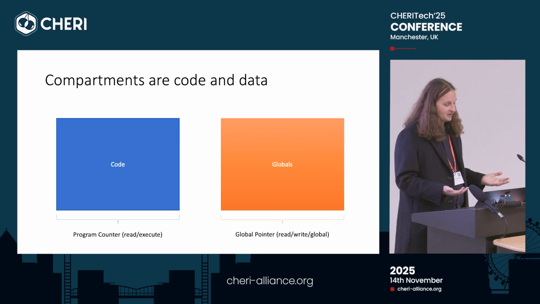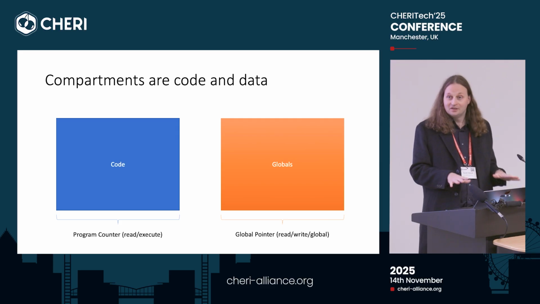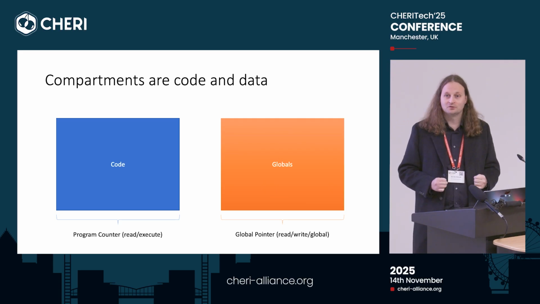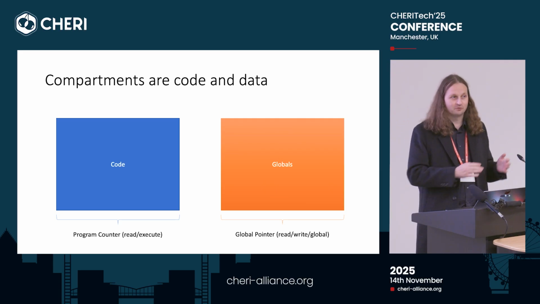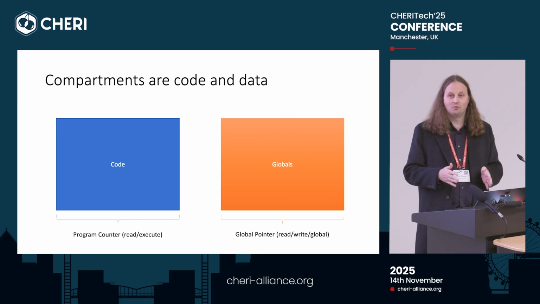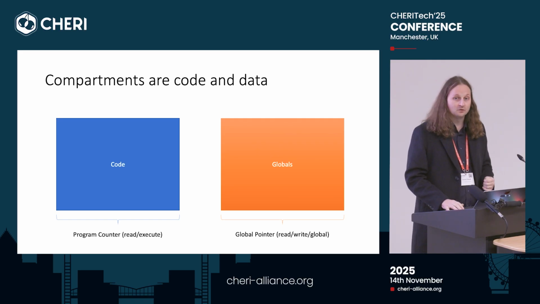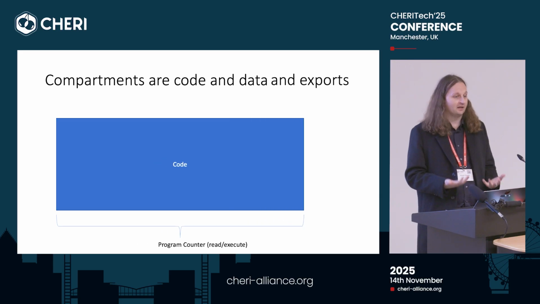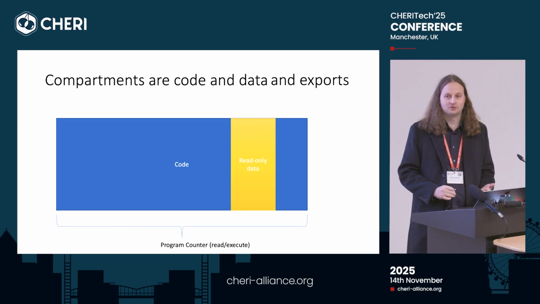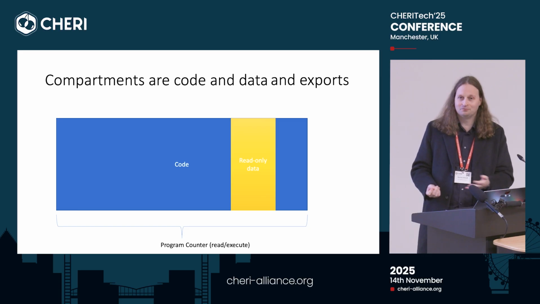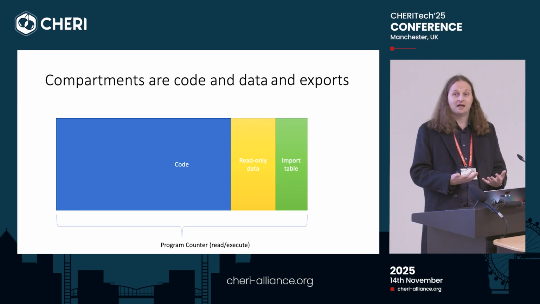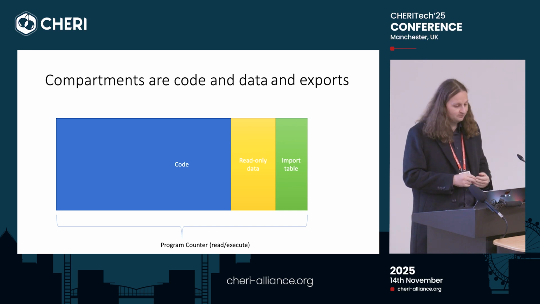So in a CHERIoT system, at the most reductionist, a compartment is two things. It's some code and it's some globals. And you find these from two registers. The program counter capability points to your code. Your global pointer points to all of your read-write globals. And if you look inside that code region, it's actually not quite code, because it turns out it's really useful to do PC-relative addressing to find read-only globals. So we stuff those in there. And we also have an import table.